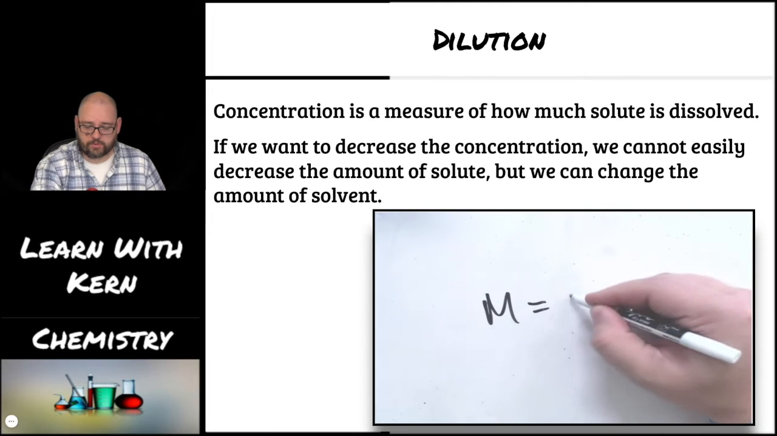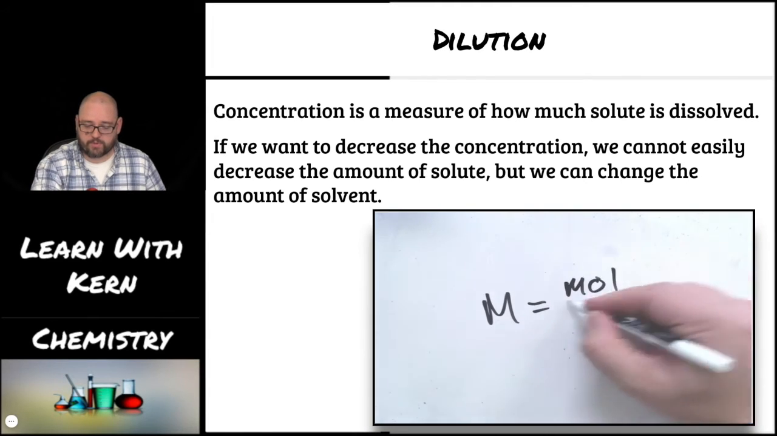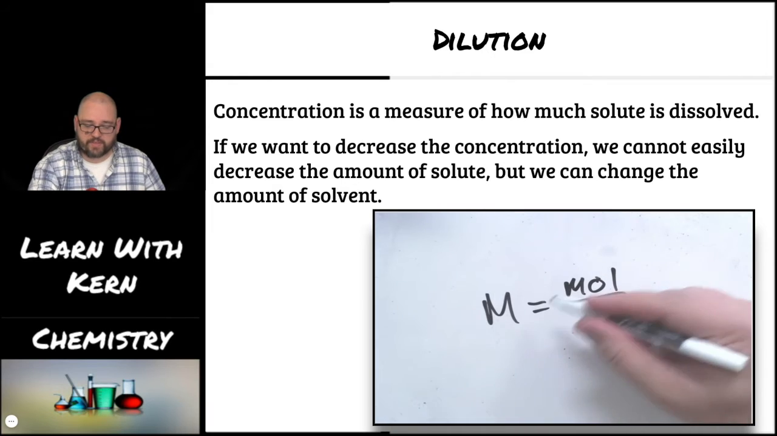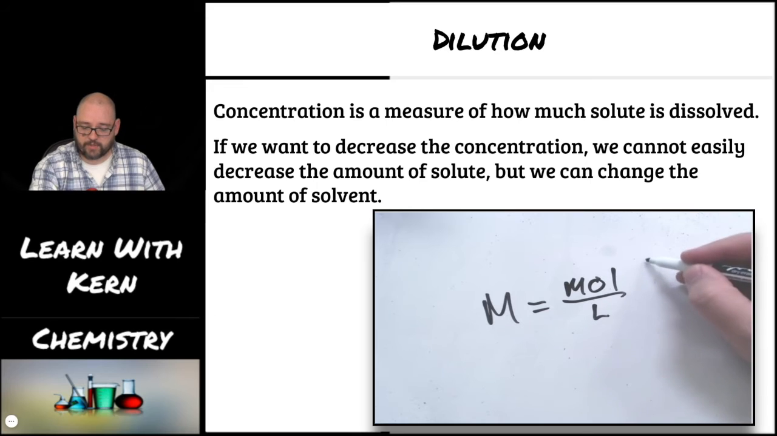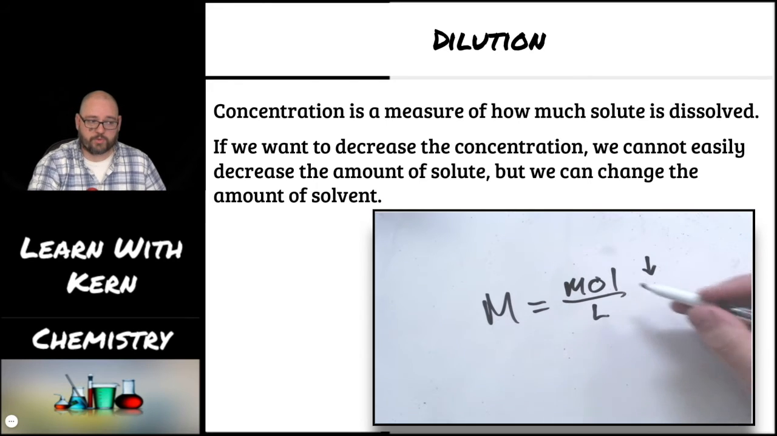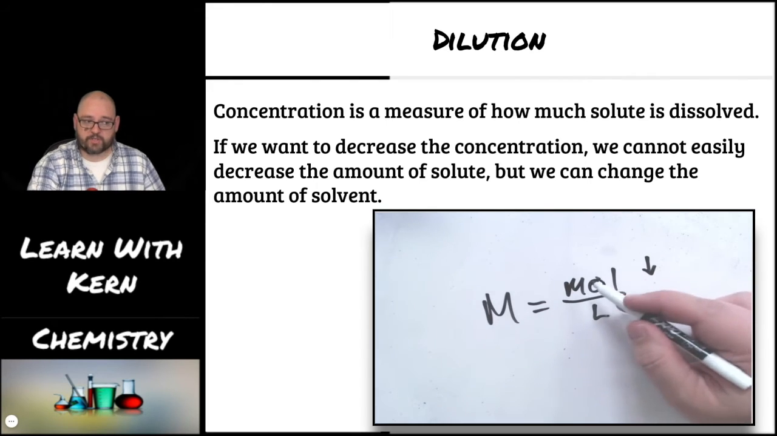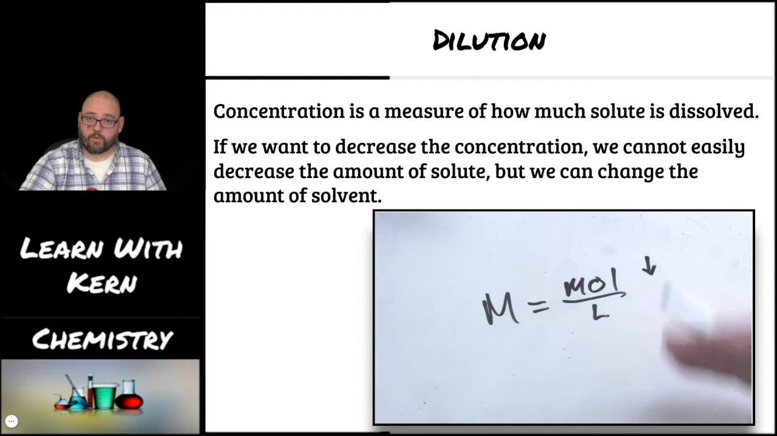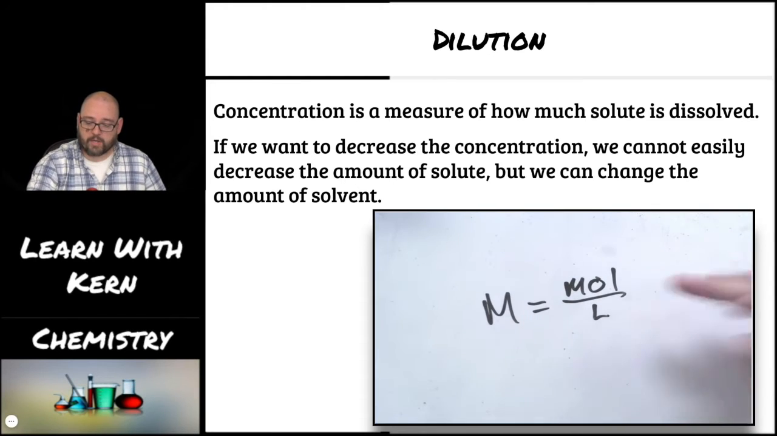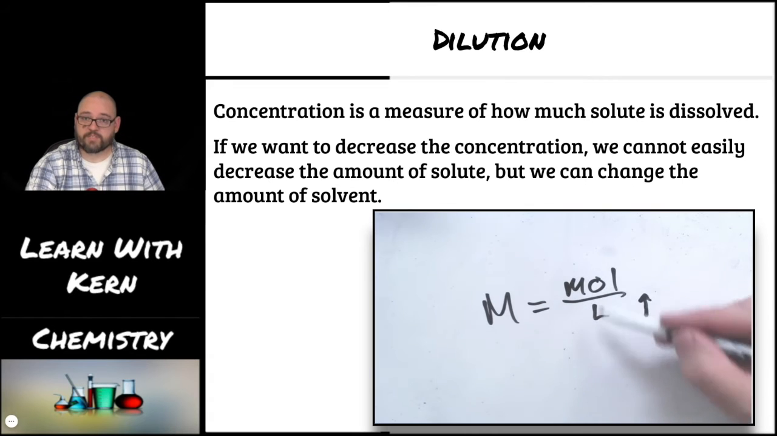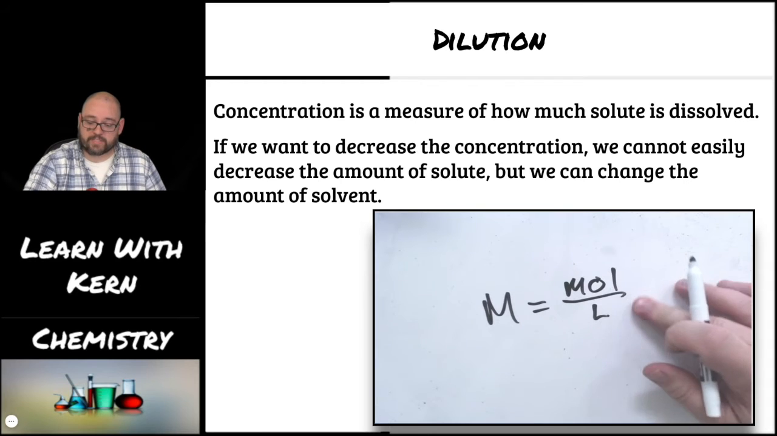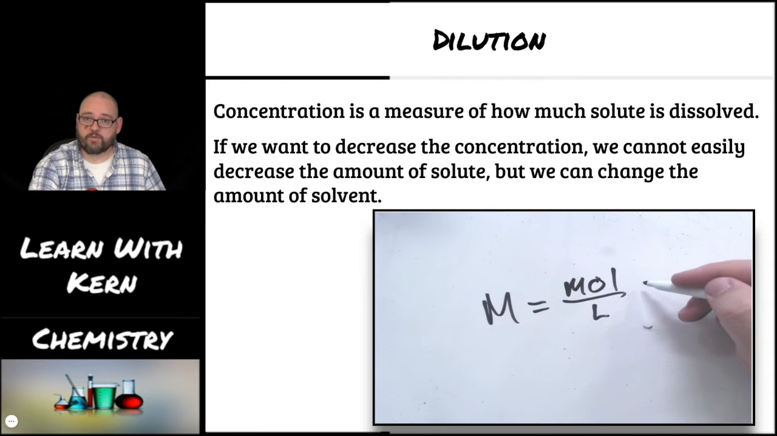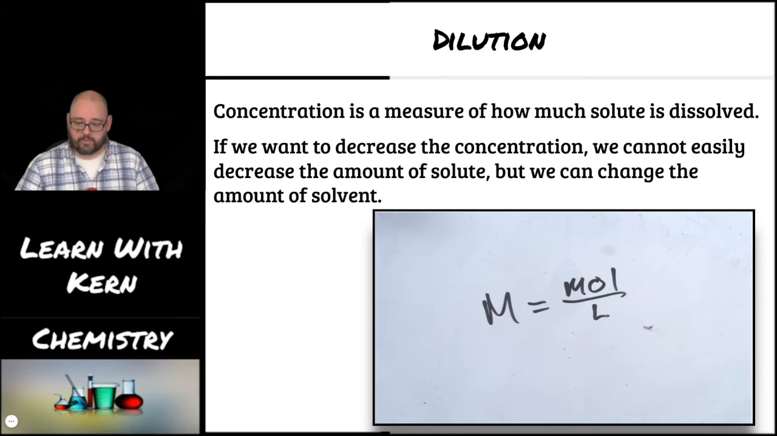So if I have molarity equals moles divided by liters, if I want this fraction to go down, I can either decrease the numerator, which would make a smaller number on top divided by a big number, which makes the whole answer smaller, or I can increase the denominator, which makes a number on top divided by a bigger number, which makes the answer smaller. So I can either decrease the number of moles dissolved, or I can increase the volume of the solution.